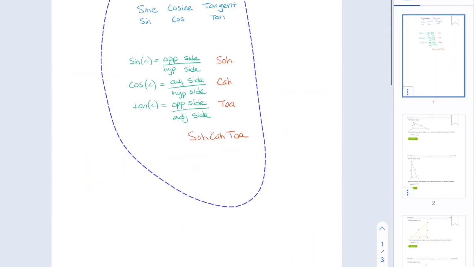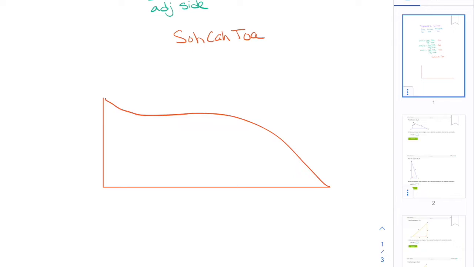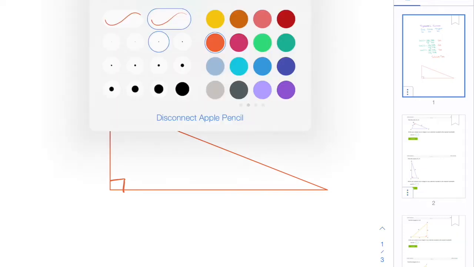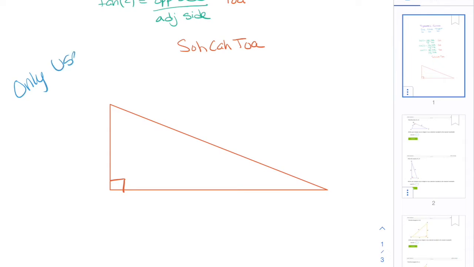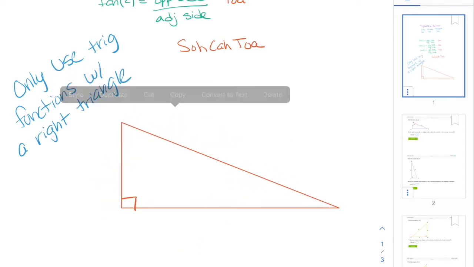Okay, now let's talk about a triangle, because it has to be a right triangle. All right, so here, let's draw a right triangle out. And we always have a right angle. We can only use trig functions in this respect with a right triangle. Now, there are other things like the law of sines and the law of cosines that allow us to do other things. We're not going to get into those. So right now, I just want to make sure that all the ones we focus on are right triangles.